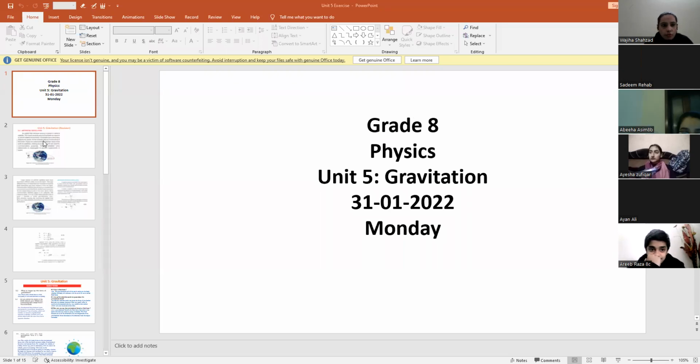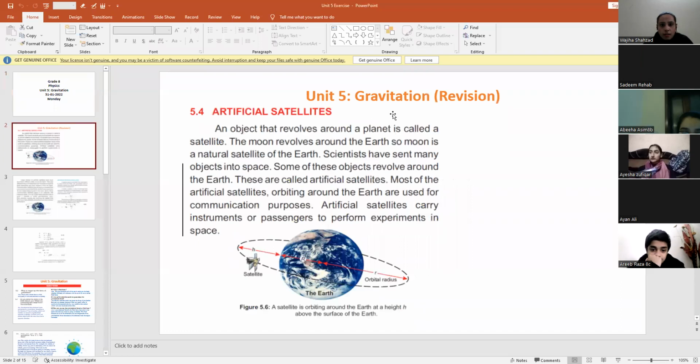So students, we are going to start Unit 5, and today we will revise the Unit 5 topic, artificial satellites. First of all, we see what satellites are. Satellites are basically objects that revolve around the Earth. There is only one natural satellite, and all of you know that it is the moon. The moon is a natural satellite because it revolves around the Earth.